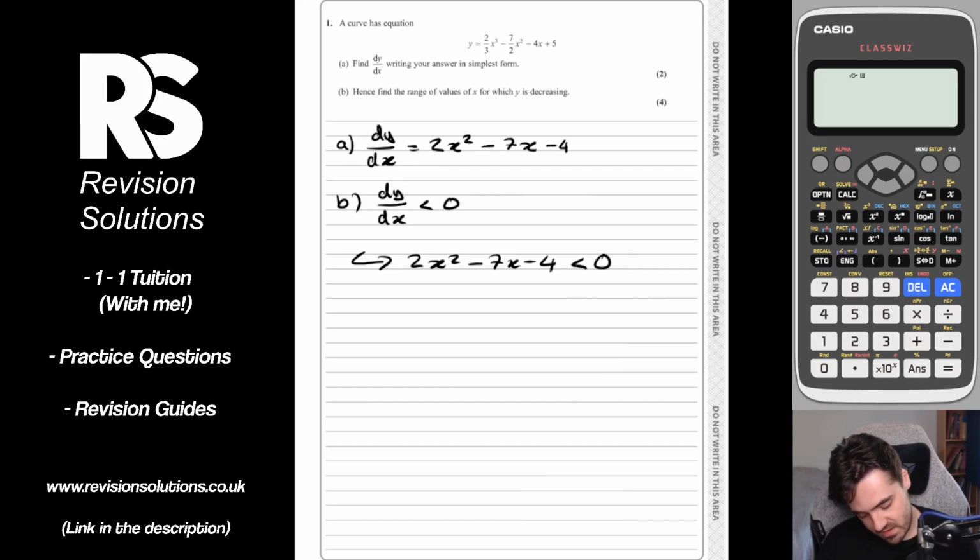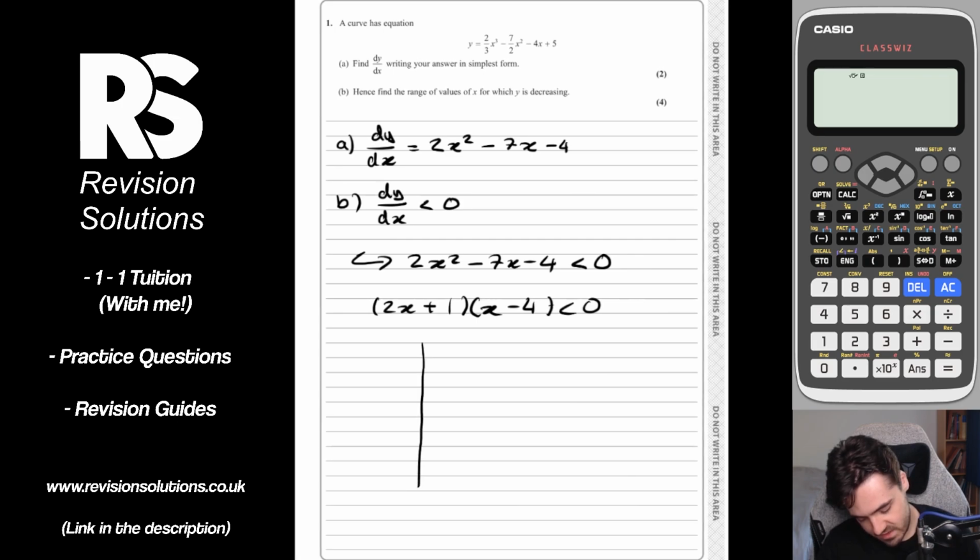This one we can do quite easily if we just factorize quickly. So the factors are going to look something like this. And then if I put a minus 4 in here, that gets us to minus 8x. If I put a plus 1 in here, that's going to give us minus 7x. So we know we have roots for our quadratic at minus a half and 4.